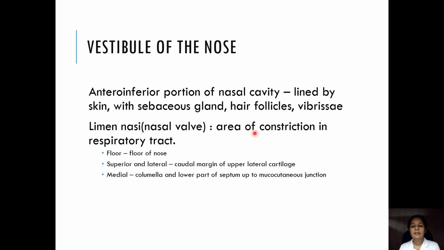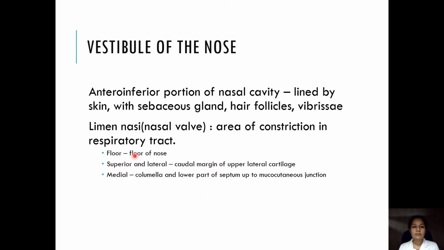Limen nasi is the area of constriction in the respiratory tract, which is formed at the junction of upper lateral cartilages and lower lateral cartilages. It can be visualized on elevating the tip of the nose.